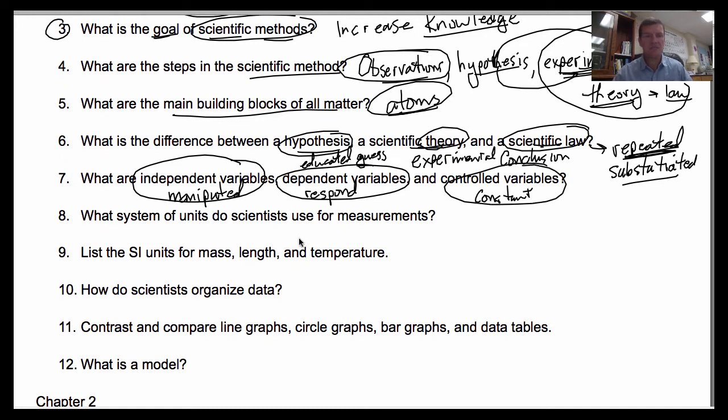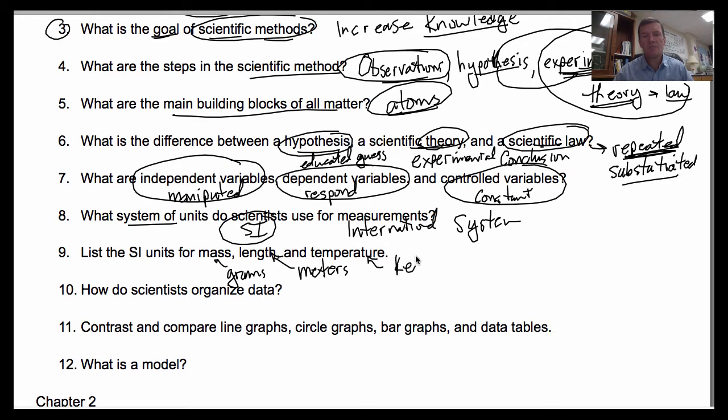Okay, these are constant. The system of units that scientists use, those are the SI units. That's the international system. We use things like, for mass, grams, for length, meters, for temperature, we use Kelvin. Now, of course, you're familiar with Fahrenheit here in the States, but Kelvin is what we use in science classes. We also use Celsius. Okay.